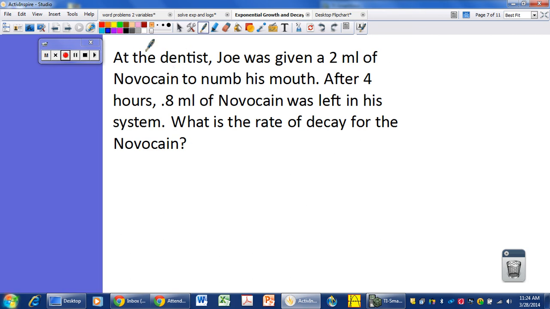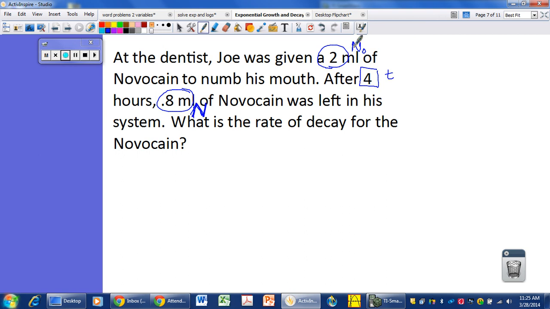Here's a neat, nice problem. At the dentist, Joe was given 2 milliliters of Novocaine to numb his mouth. After 4 hours, only 0.8 milliliters of Novocaine was left. What was the rate of decay for Novocaine? So here we have an initial amount. 2 is your N sub 0. We were initially given 2 milliliters. This is our time, t, and then here is our future amount. This is A, or N sub, or just N.